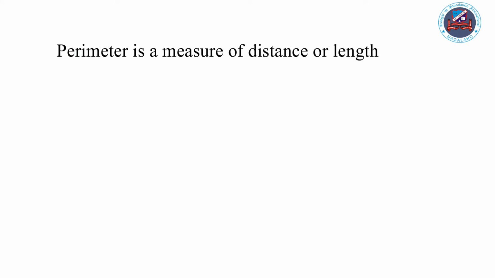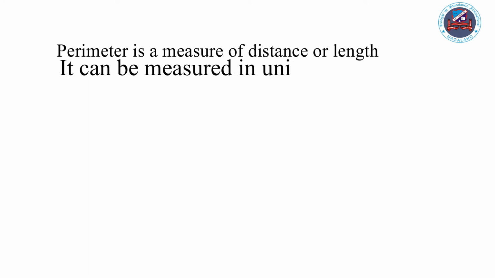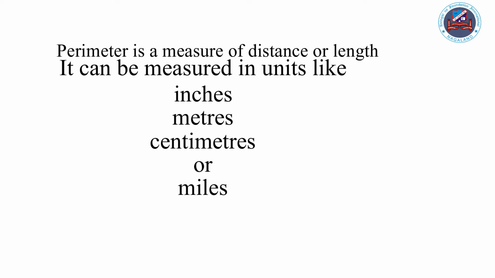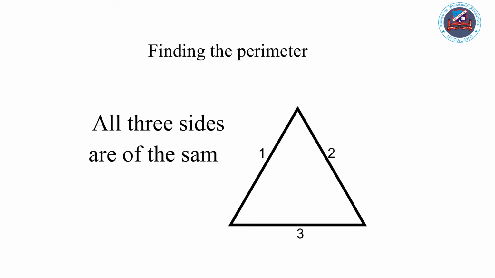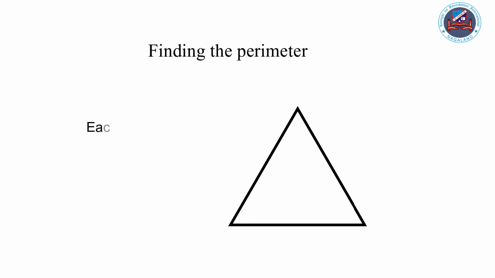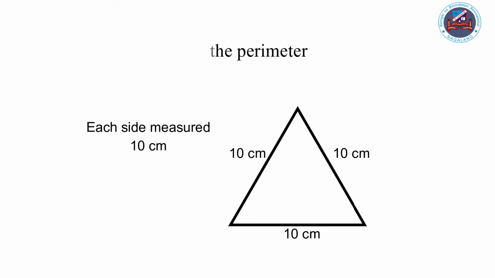Perimeter is a measure of distance or length. It can be measured in units like inches, meters, centimeters, or miles. Now let's practice finding the perimeter. Look at this triangle. All three sides are of the same length, and each side measures 10 centimeters.